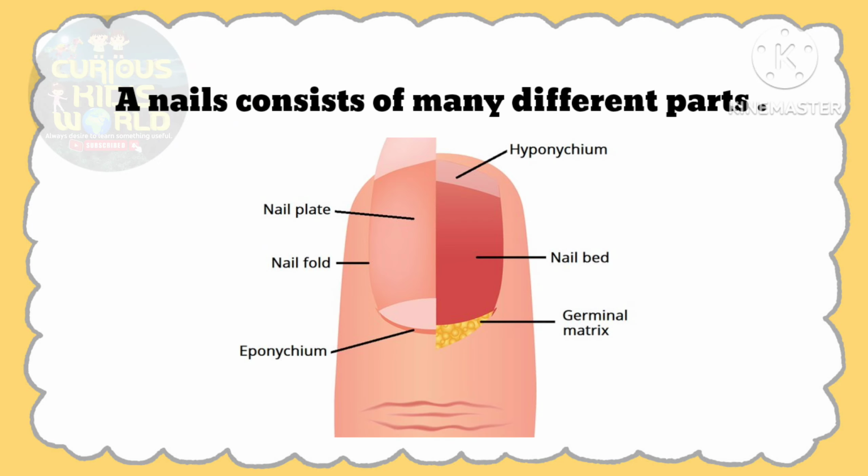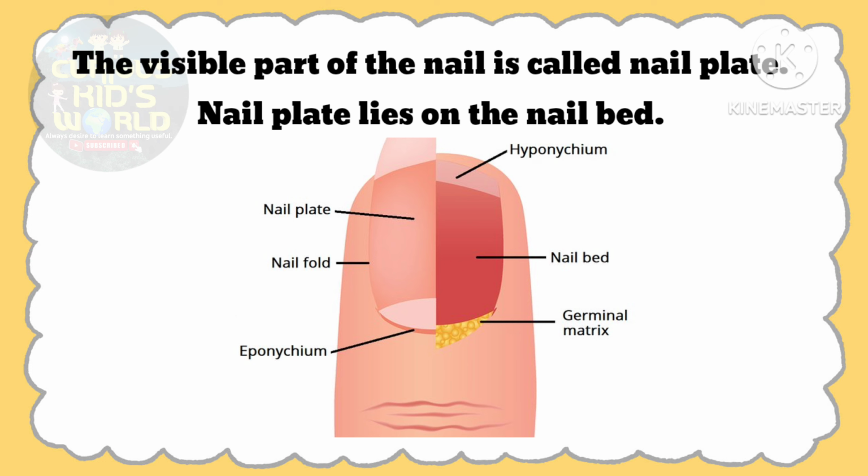A nail consists of many different parts. Nail plate, nail fold, hyponychium, nail bed, germinal matrix. The visible part of the nail is called the nail plate. The nail plate lies on the nail bed.